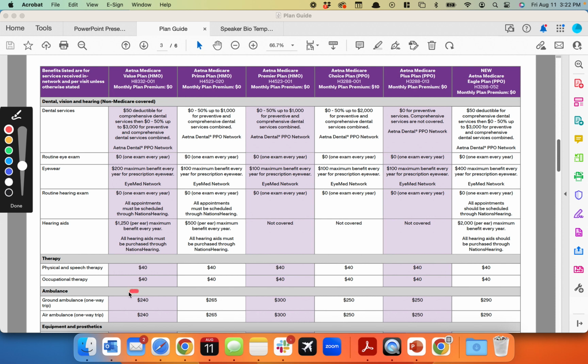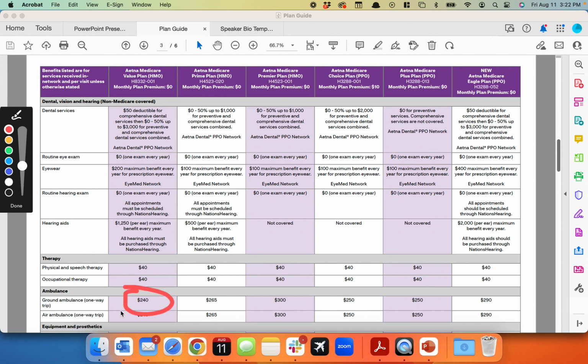If you need an ambulance trip, it's $240. One thing I want to point out is that if you have to use the air ambulance, it's the same price of $240. Especially in the rural areas, sometimes that makes a lot of sense, and you don't need to be worried about that. It's the same price whether it's ground or air. Physical or speech therapy is $40. Occupational therapy is $40 as well. So that's always good to know.